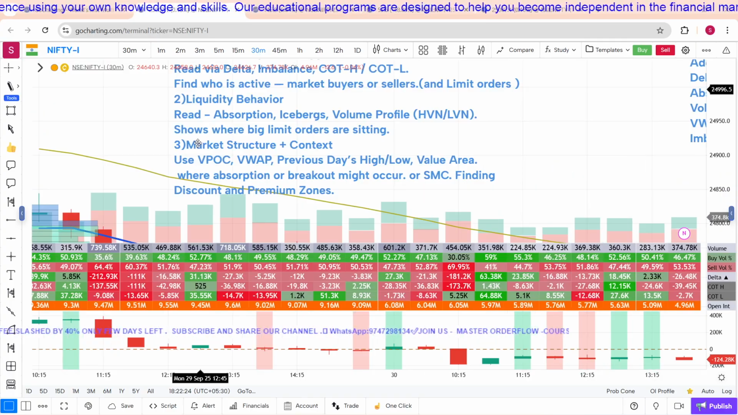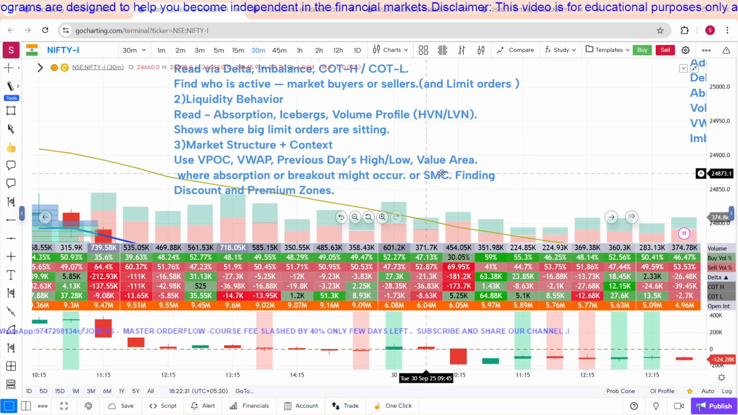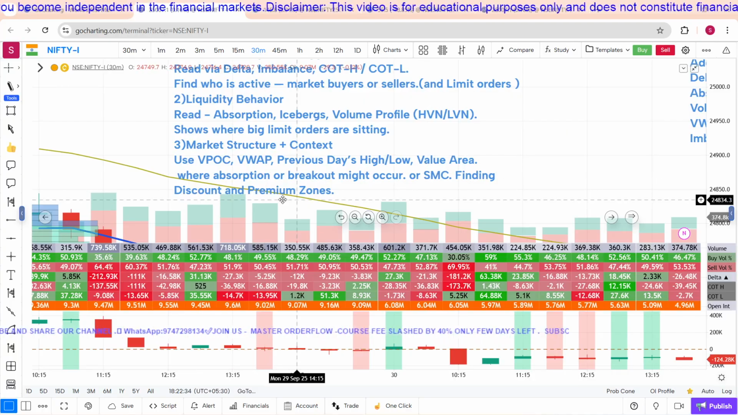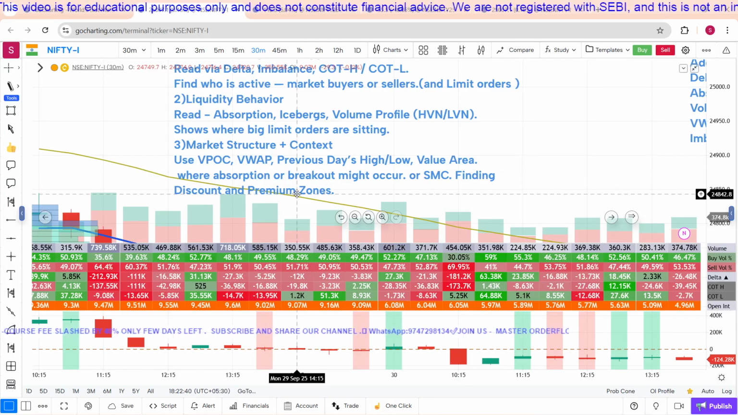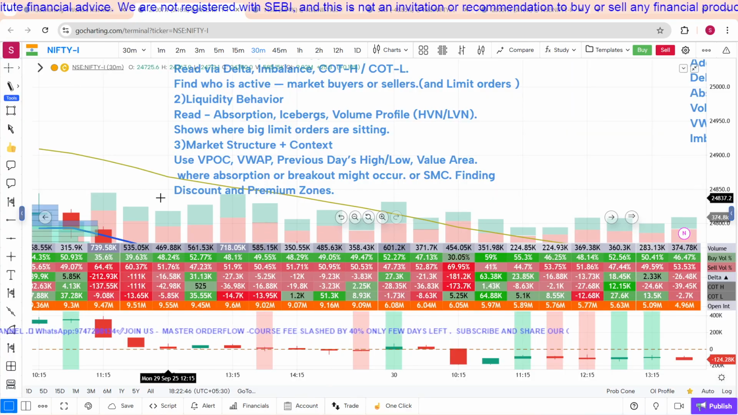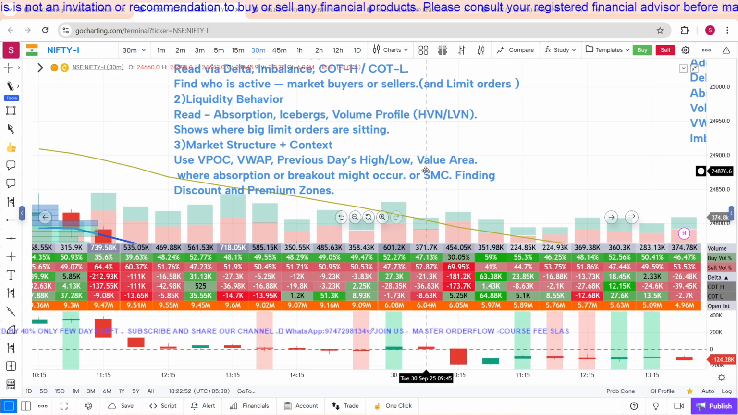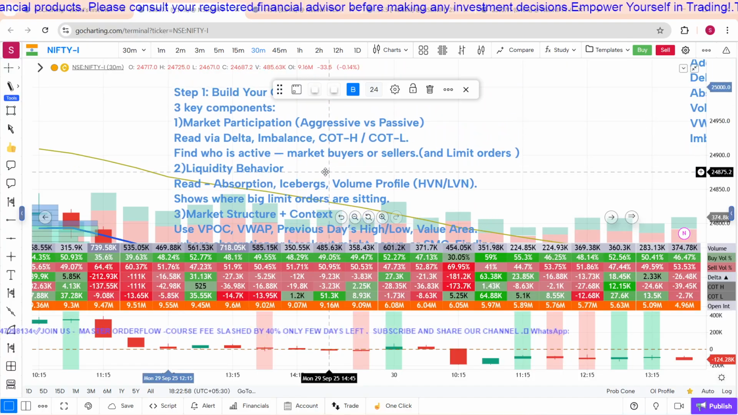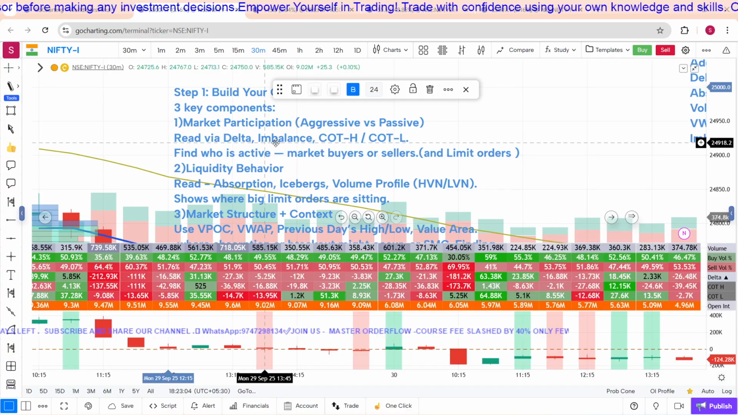This should be read along with some SMC, smart money concept, and it will facilitate us in studying the discount and premium zones. In the discount area, we will take a long position. In premium zones, we will either book profit or make fresh short positions. So identifying discount and premium zones, or supply and demand zones. And these are all the key components of the market. These three components we should have a clear understanding of. Then only we can trade.